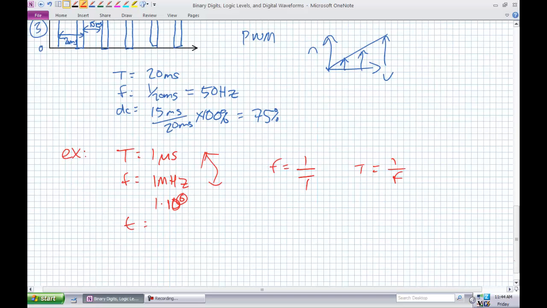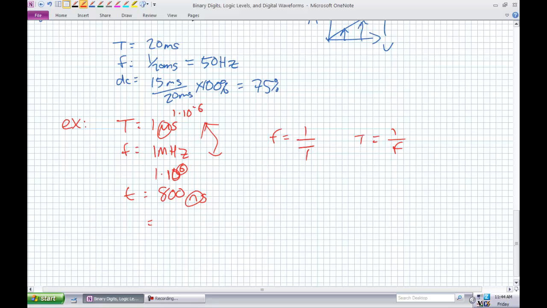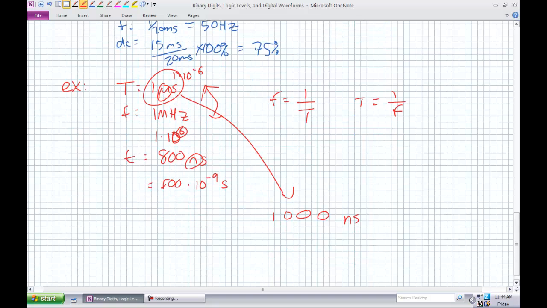If our pulse width is only there for 800 nanoseconds, again, remember those prefixes. What is a microsecond, by the way? 1 times 10 to the negative 6th. What's a nanosecond? 800 times 10 to the negative 9th seconds. Think about this: 1 microsecond is 1,000 nanoseconds. If the pulse width is only there for 800 nanoseconds of 1,000, 800 divided by 1,000 times 100%, keeping our units in there, what do we get? It should be a duty cycle of 80%.